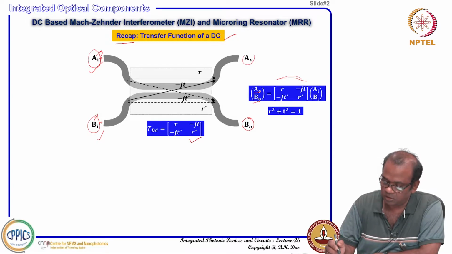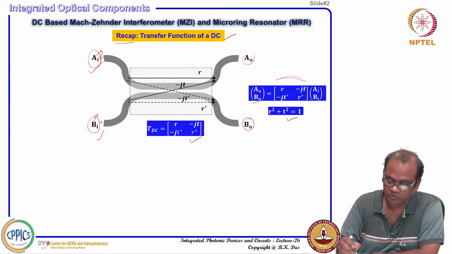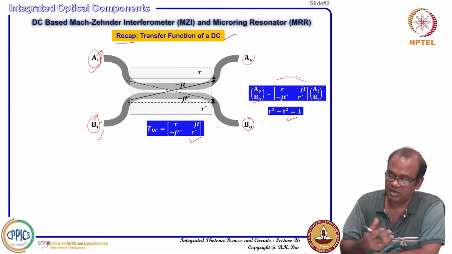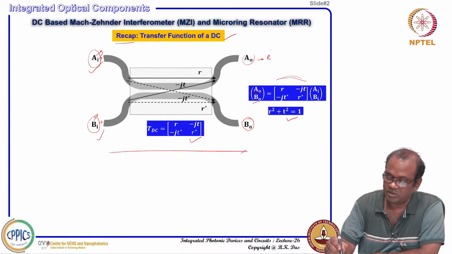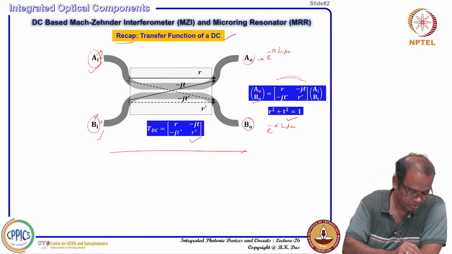Now we would like to emphasize that this directional coupler is lossless. We assumed there could be some kind of losses, but in this case we will be considering R square plus T square equal to 1, so unitary operation takes place. However, in practical cases there will be some losses. In that case, for whatever output you are getting here, A_0, you consider some kind of loss factor alpha times the directional coupler length, and then you can find whatever loss is coming. That can be easily introduced.